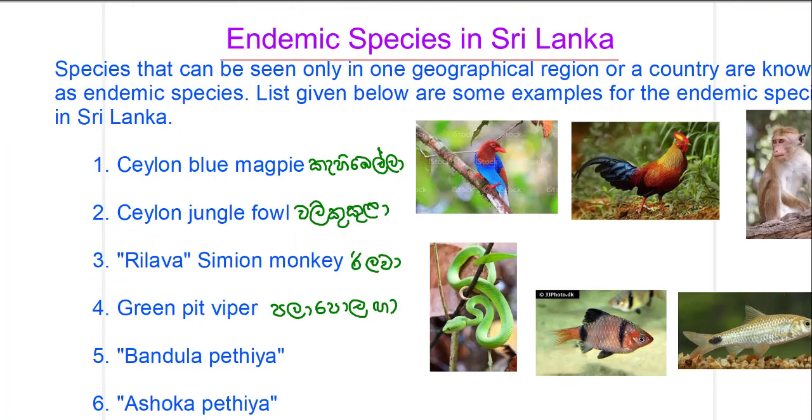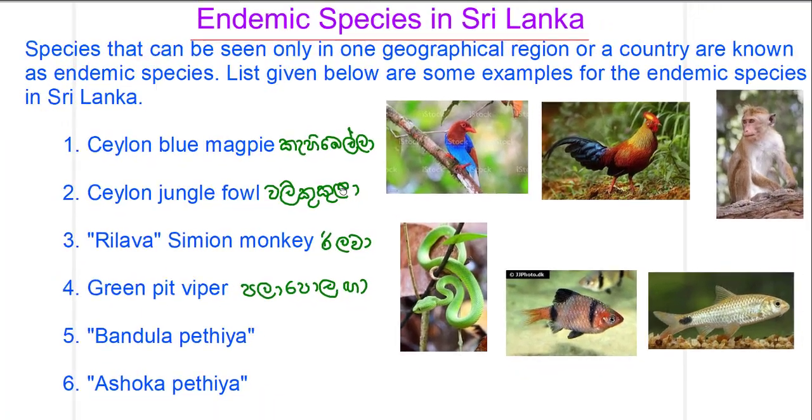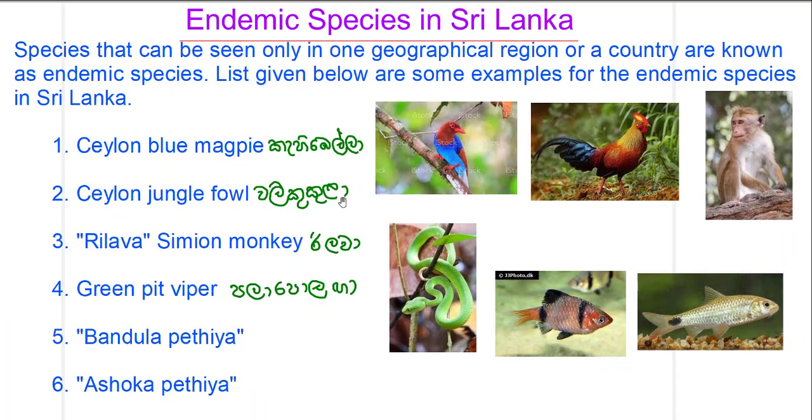And one thing: I have given some endemic species in Sri Lanka, right? We told the Ceylon blue magpie, Ceylon jungle fowl, the purple-faced leaf monkey or the Rilawa, green pit viper, Bandula pethiya, and the Asoka pethiya, like these animals.